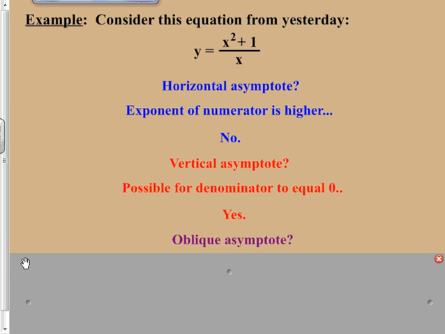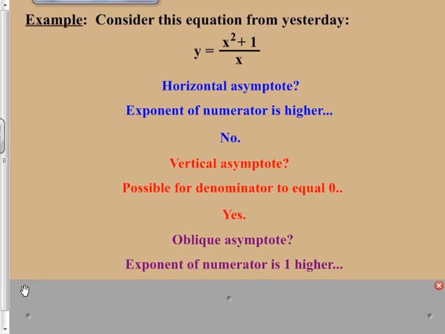And how about an oblique asymptote? Remember, the qualification for the oblique asymptote is very specific. The highest power of the numerator needs to be 1 unit higher than the highest power of the denominator. That's exactly what we are seeing here. We've got x squared in the numerator, x to the first in the denominator. The numerator is 1 unit higher, so it will have an oblique asymptote.